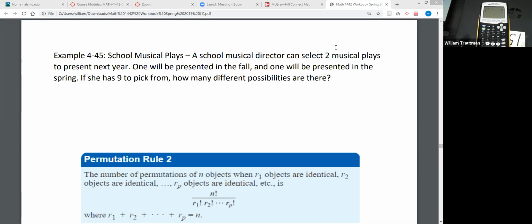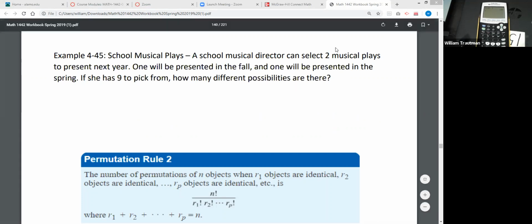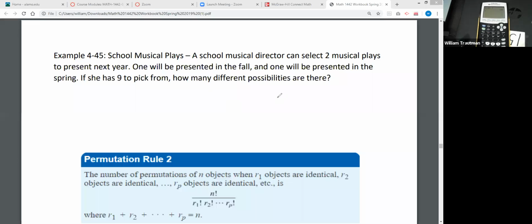So this next problem, a school musical play. A musical director has 2 plays to present next year. So they're going to present 2 musical plays, one in the fall and one in the spring. She has 9 to pick from. Now, how many different possibilities are there?